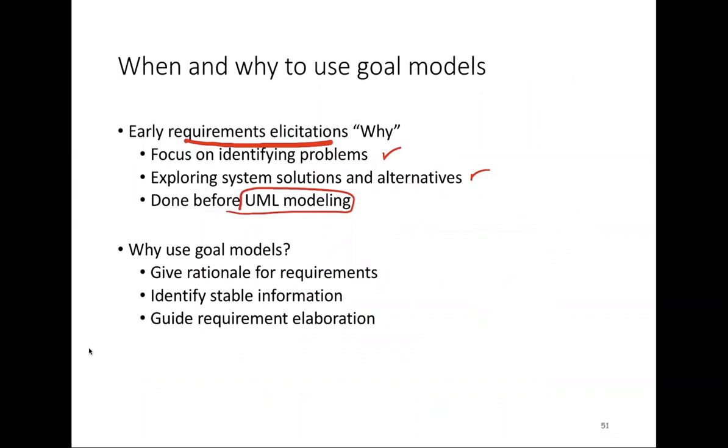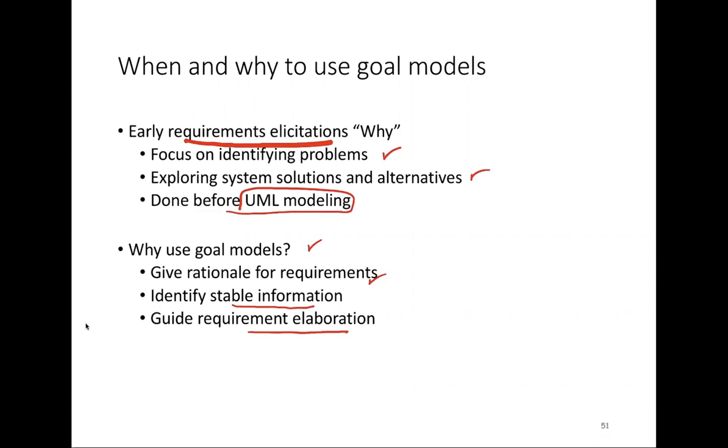Why do we use goal modeling? Because we'd like to find a rationale for the requirements. We need to identify more or less stable information. And of course, when it comes to the analysis stage, we guide the elaboration and the analysis phase by providing a good visualization of the goals, their hierarchy, and their relationships.